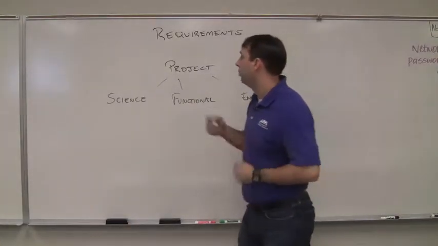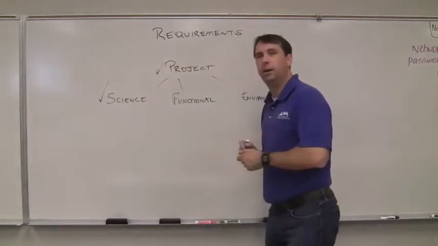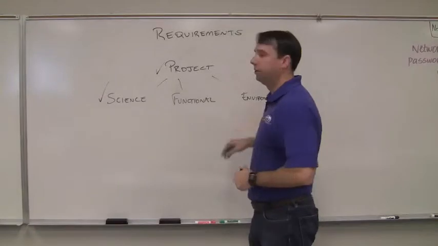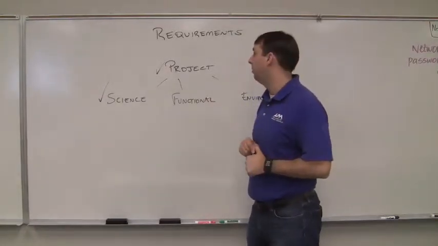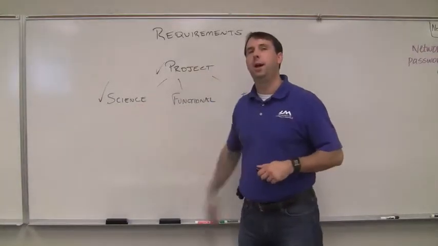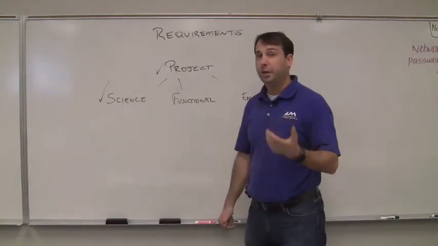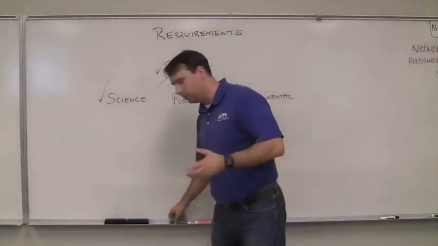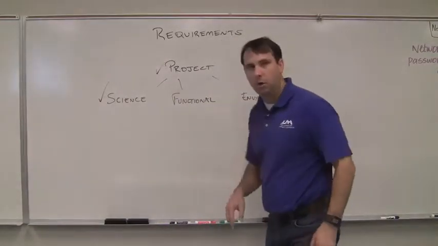So we've talked about project, we've talked about science, but functional and environmental are the 2 that are left of the 4 types of requirements. If you don't have those yet, please go back in the book and review them, because you'll need those.